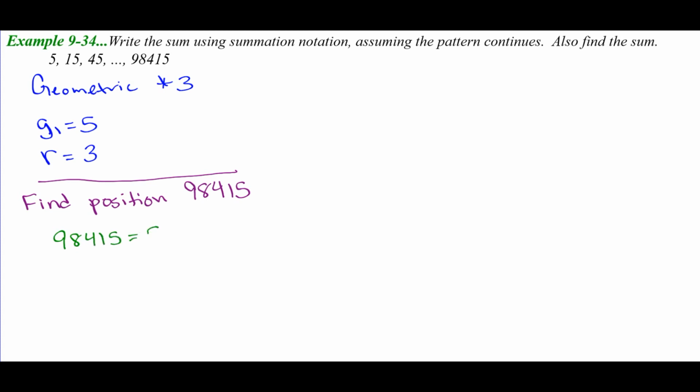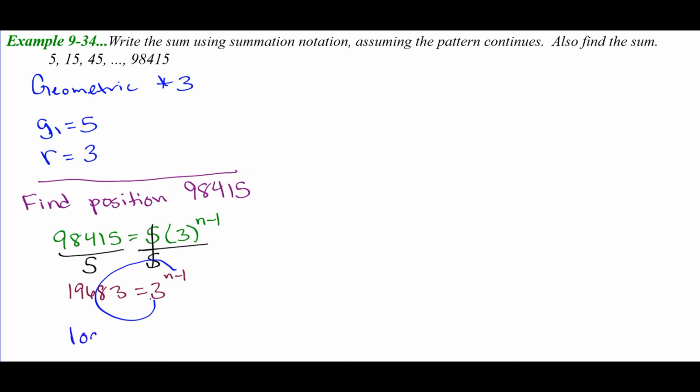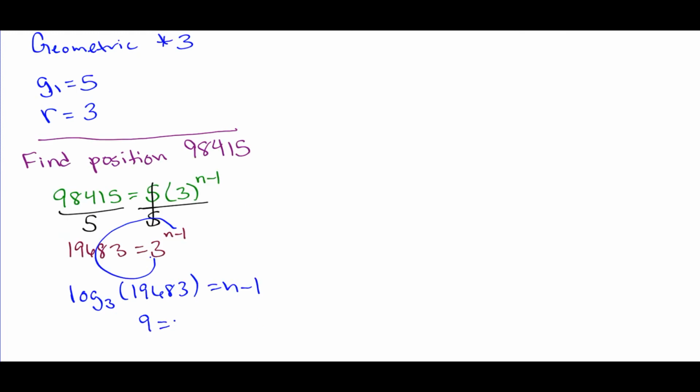98,415 equals 5 times 3 to the n minus 1. So here, in order to solve this, we're going to have to use logarithms. So remember, first thing we're going to do is divide by 5. This will give us 19,683 equals 3 to the n minus 1. Using your logarithms, you're going to go, this is log base 3 of 19,683 equals n minus 1. So this is 9 equals n minus 1, so n equals 10.